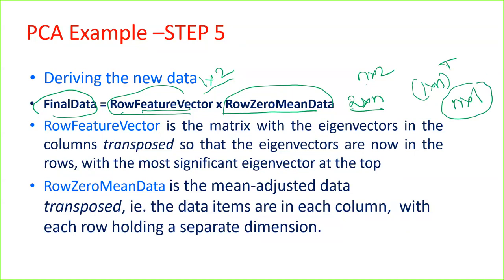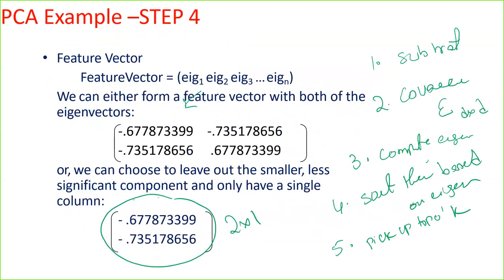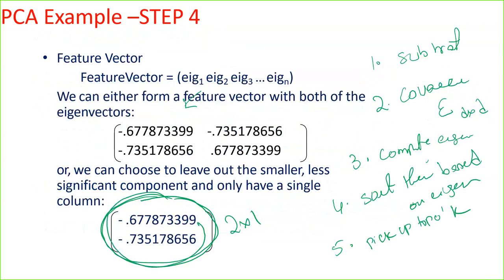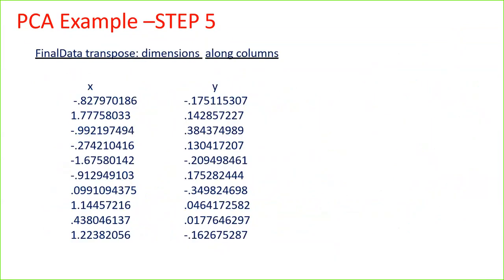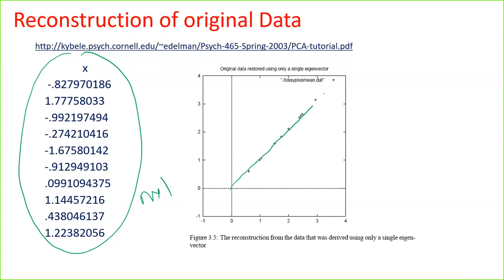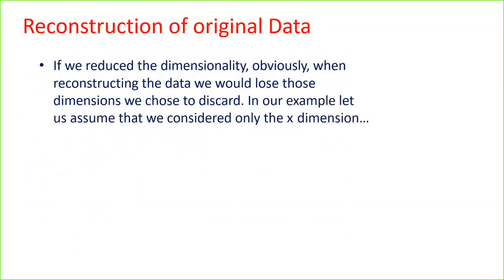So once you pick up the top k feature vectors corresponding to the top k eigenvalues, take the transpose of them and multiply it with the transpose of the zero mean data. Then you will get the final data in terms of rows. If you want it in terms of columns, take the transpose again. If you pick up both the eigenvectors, you will get these two columns. If you pick up only one eigenvector, you will get only one column, which is n by 1, the projected data in the one-dimensional space. Very simple process.